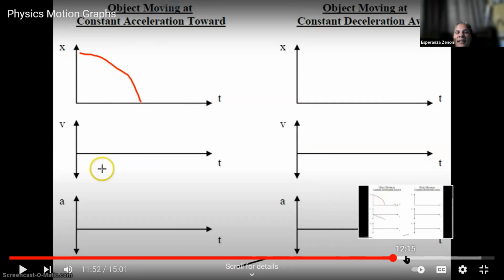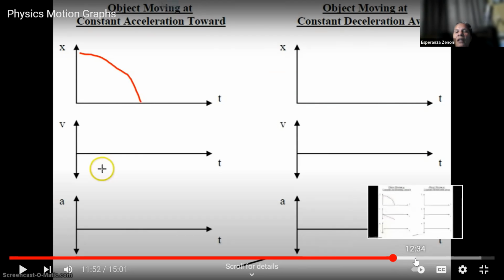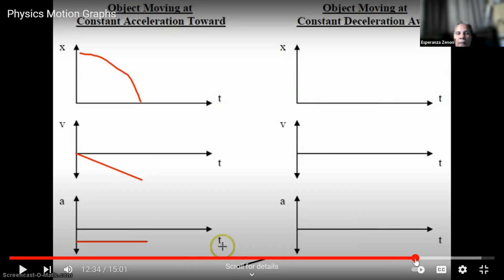When you look at a position versus time graph, if it's a curve, you know the object is accelerating, okay? And if the curve is going up, that means the object is moving away. And if the curve is going down, like in this instance, the object is moving toward, okay? And we say toward, meaning toward its origin point, okay?